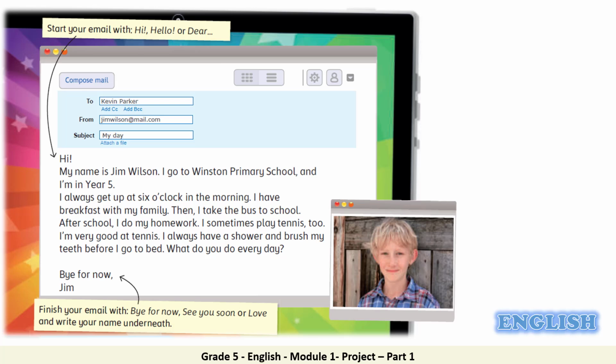And when writing about your day or daily routine, it's good to start with some personal information, like your name, your school, and what year you went. After that, you start writing about your morning routine, and then what you do after school, and finally what you do before bedtime. Is everything clear, my friends? Okay, let's do this task.